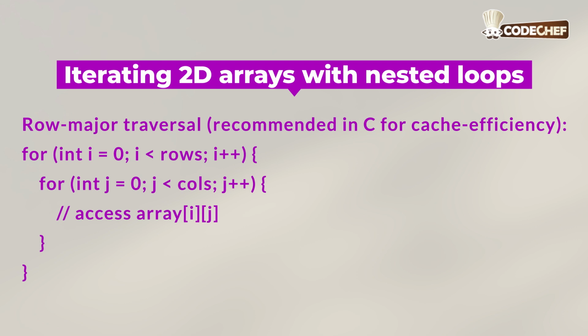Now, why is this the recommended approach in C? It comes down to cache efficiency. In memory, 2D arrays are actually stored in a contiguous block in row major order. So when you access elements row by row, you're accessing memory sequentially, which is much faster because the CPU can load chunks of data into its cache. Your program runs faster, and your CPU is happier.